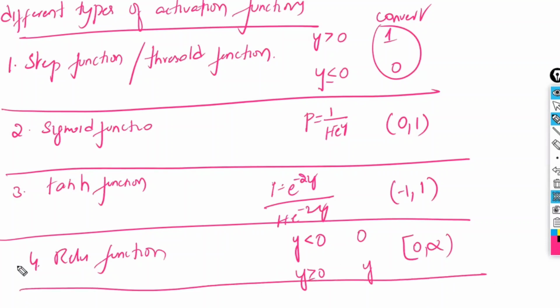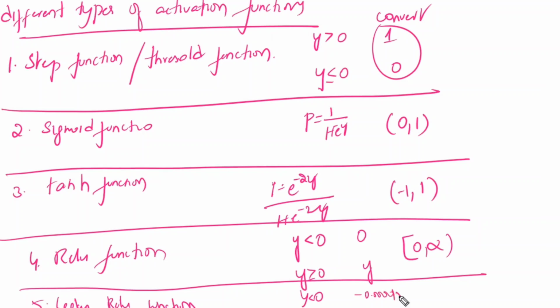Next, we have seen the leaky ReLU function. In this leaky ReLU function, where y is less than 0, it is going to convert it to 0.00001 times y instead, so that some value will be reduced. And for y greater than or equal to 0, it is whatever y is. So the range is going to be minus infinity to plus infinity, right?